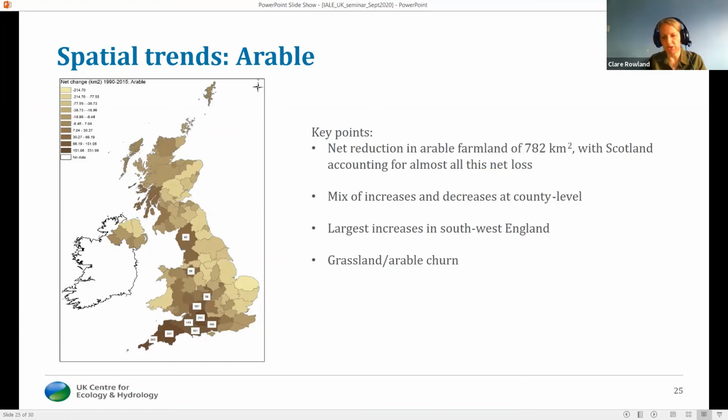One of the things that we do see is this big churn between grassland and arable, just as part of the general farming rotations. But this increase in arable towards the southwest seems to be part of a bigger trend and not part of that normal grassland arable rotation effect that you see.